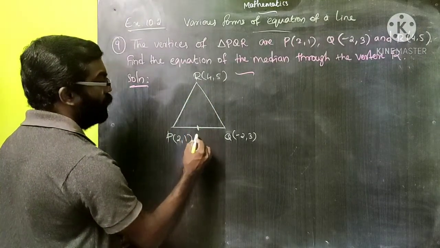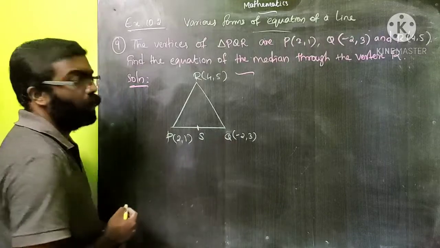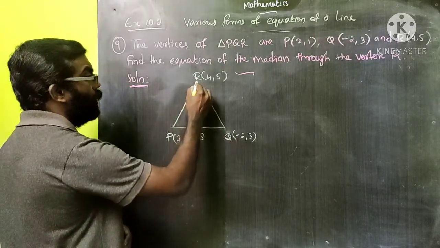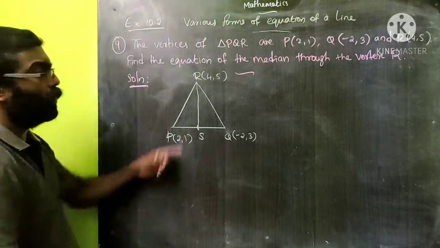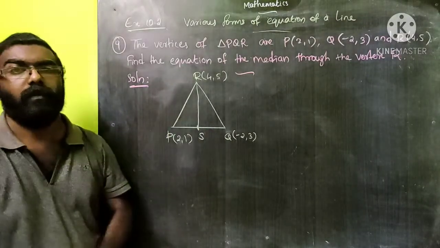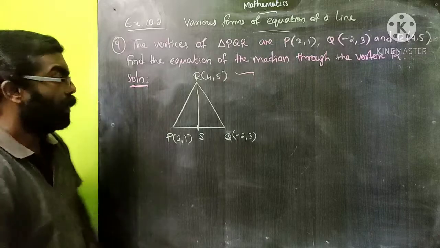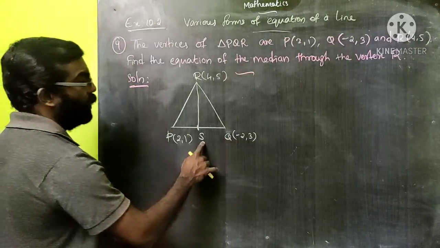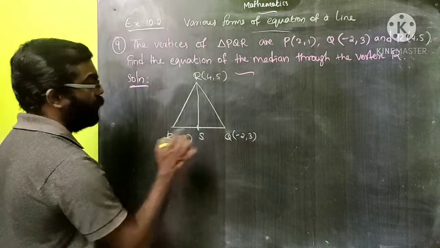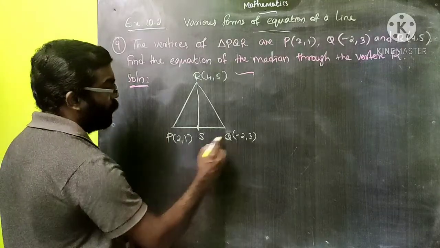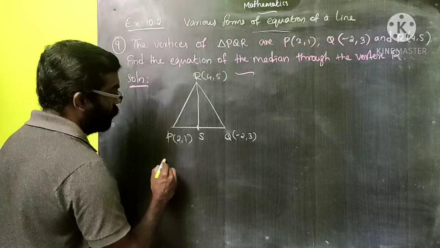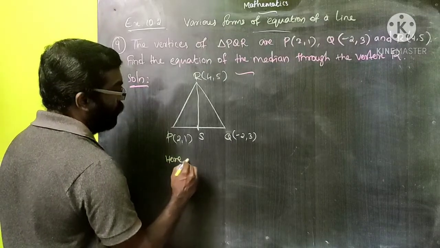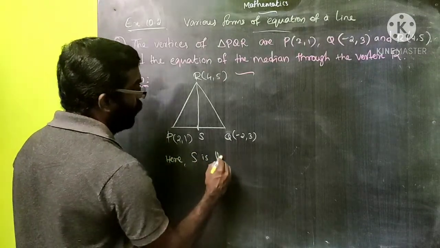So let S be the midpoint of PQ. Now we can join RS. Here we have to find the equation of the line RS. That's the question. Okay. For that we have to find the point S, or the coordinates of the point S. S is the midpoint of PQ. So we can find the midpoint.